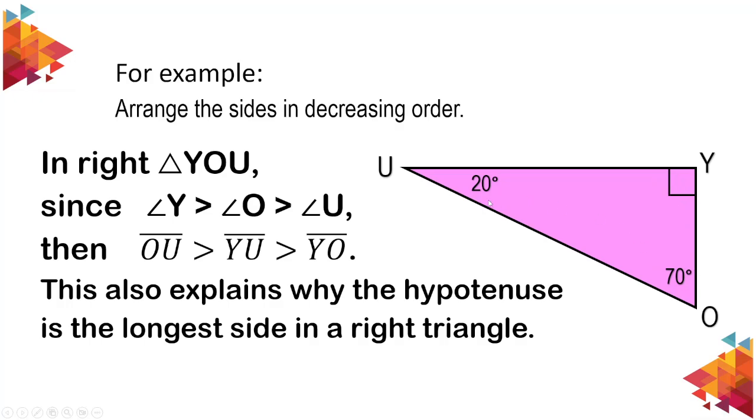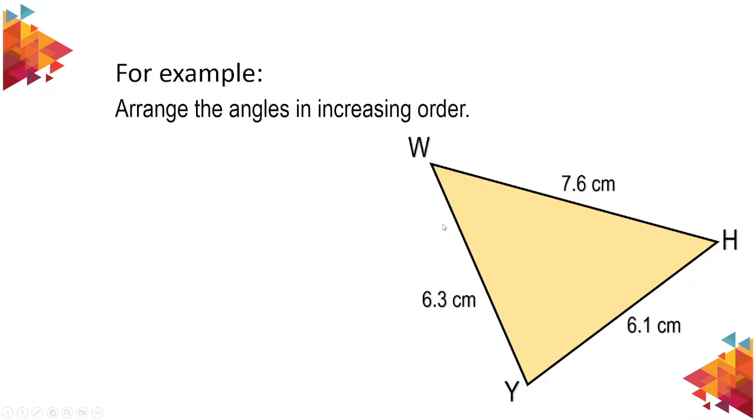That means these two need to add up to 90 also. So neither of these two can be 90, they can only be less than 90. That means this is the greatest angle, 90, and these two will always be lesser than 90. So the hypotenuse, the side opposite 90, will always be the longest side.